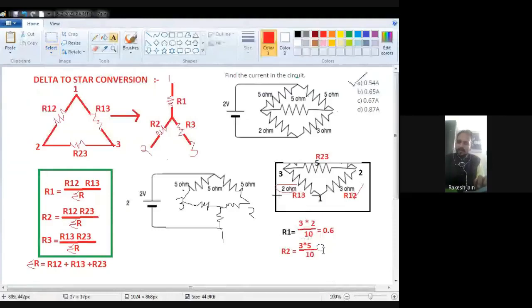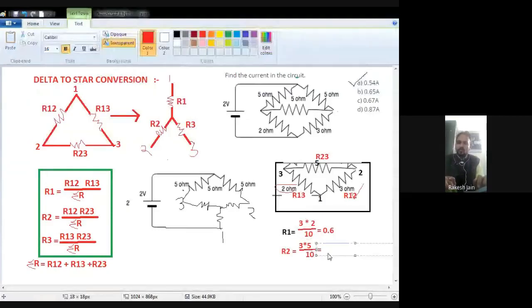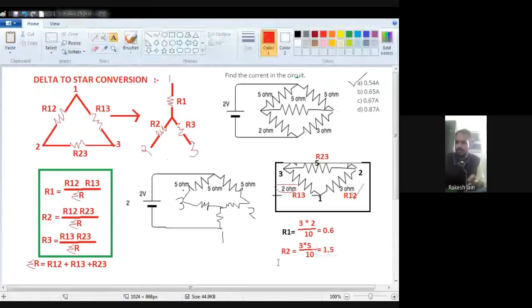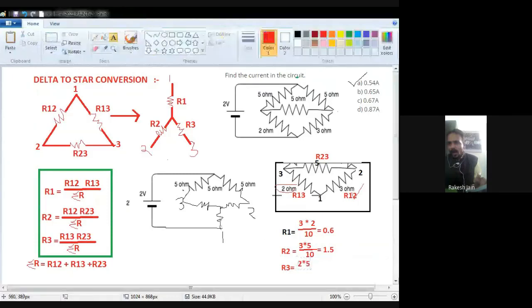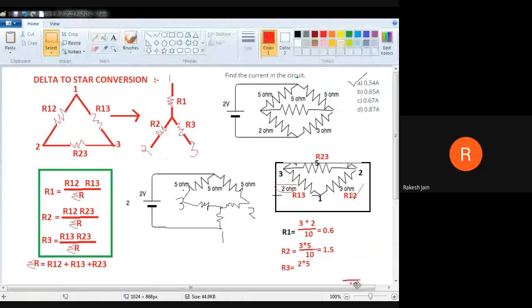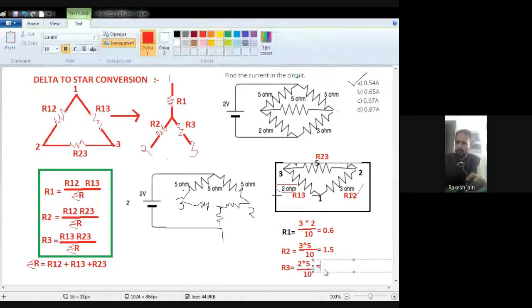Now how can I find out the value of R1? Now see very carefully, I am doing it fast. R1 is equal to R12. So which one is R12? That is connected between first and second. So with this red color I am marking the right. This one is R12, multiplied by R13. Which one is R13? R13 is this 2 ohm. This one will be R13. This one will be R12. And this one is your R23.